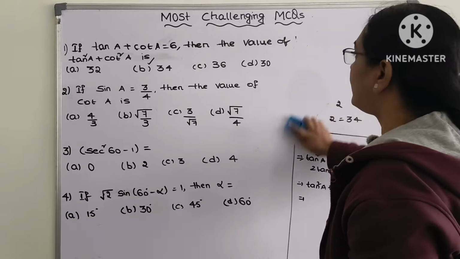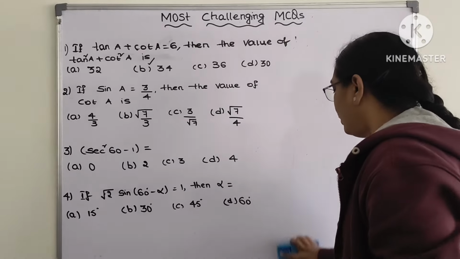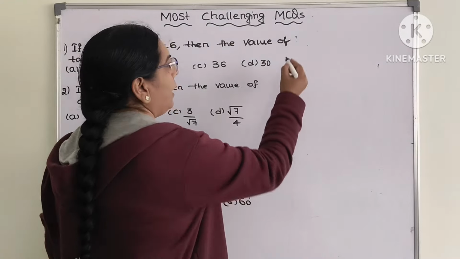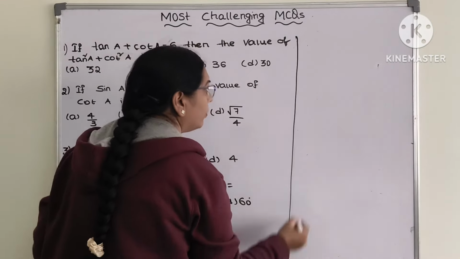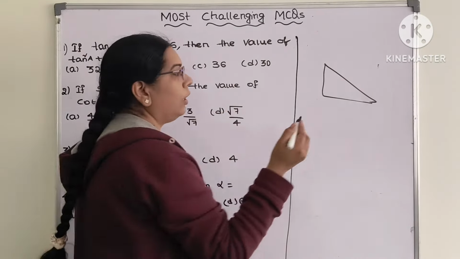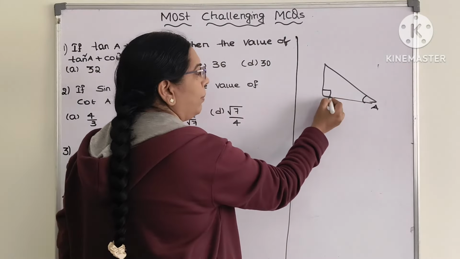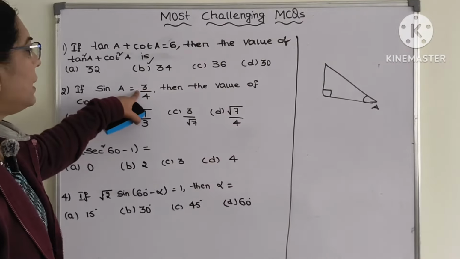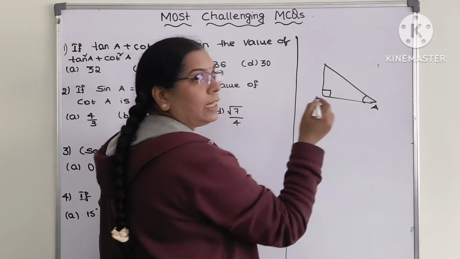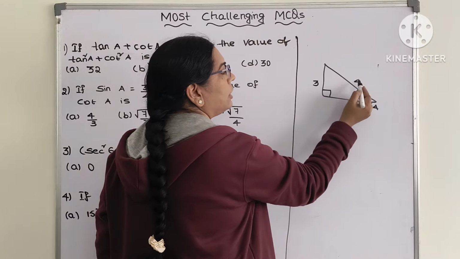If sin A is 3 by 4, they are asking us to find the value of cot A. Sin A is 3 by 4. So whenever they give you this kind of question, draw a small right angle triangle. They said A is an acute angle, so let A be the acute angle. And then sin is 3 by 4. What is sin? Sin is opposite by hypotenuse. So this is 3, this is 4.